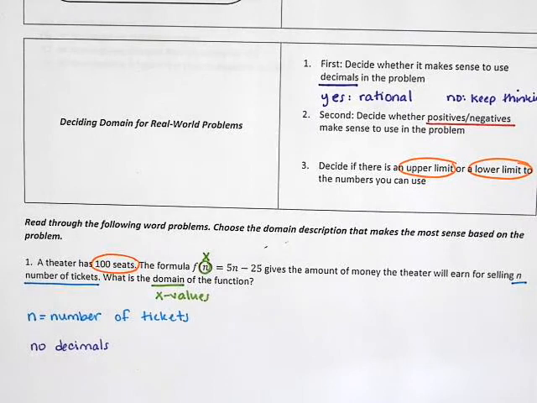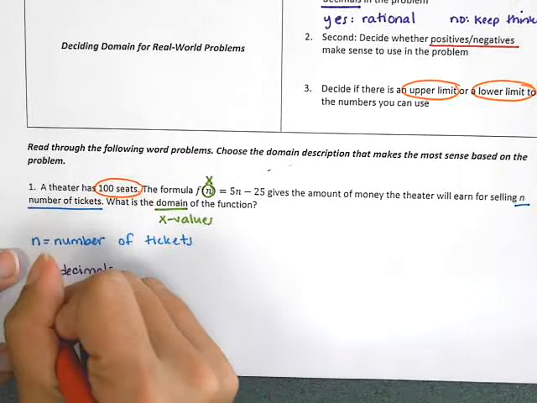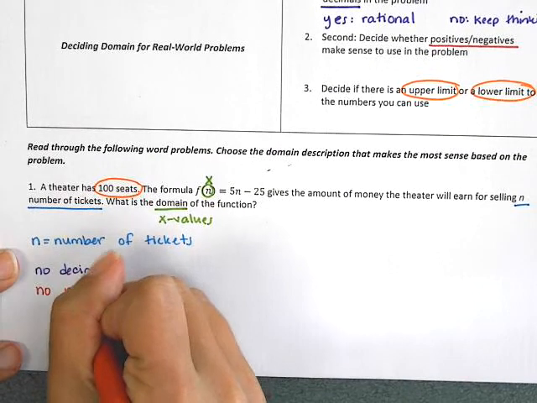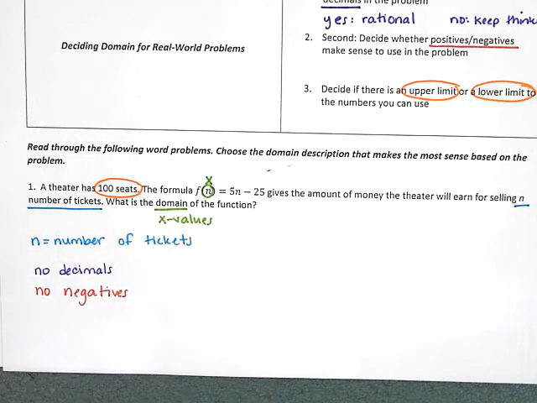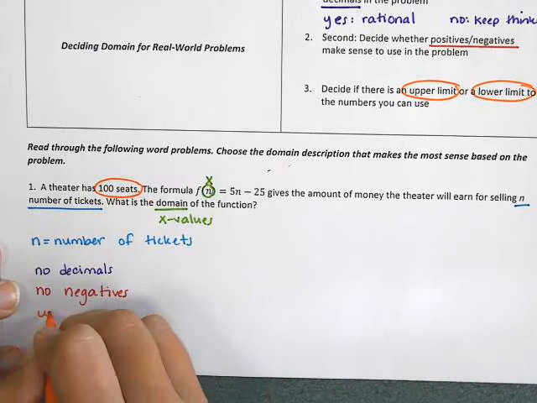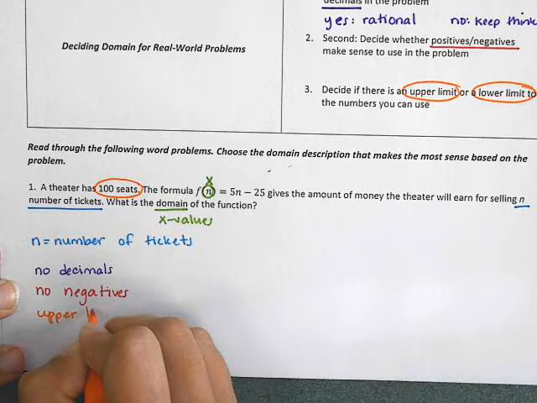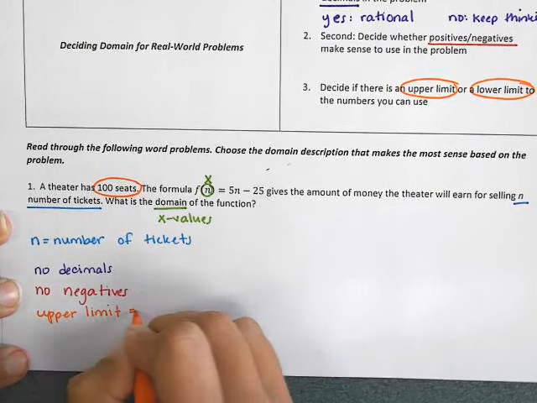Does it make sense to use positives and negatives? Well, I'm not going to sell a negative number of tickets. So no negatives. And is there an upper limit or a lower limit? Well, if there's only 100 seats, I can only sell 100 tickets. So the upper limit would be 100.